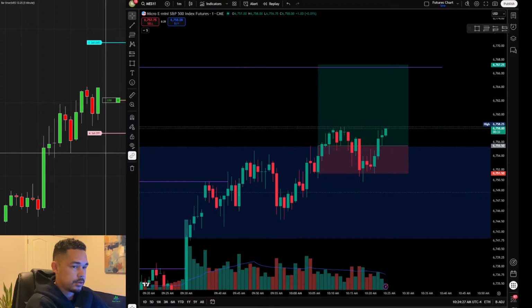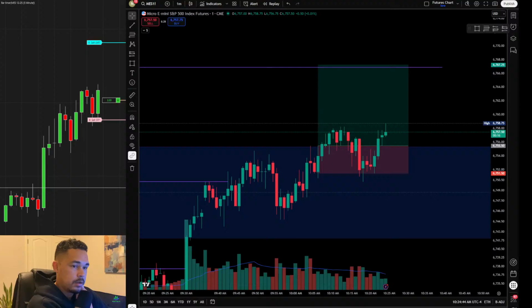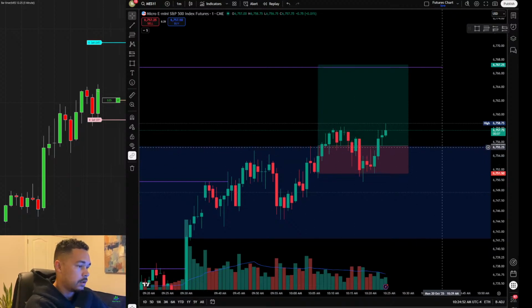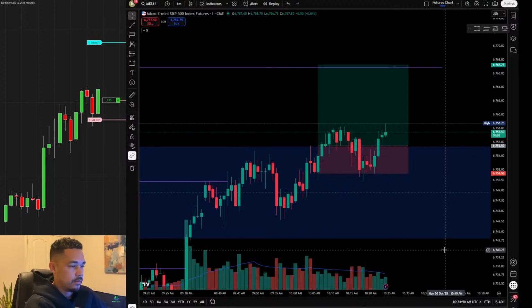Yeah, we got a strong push. Okay, so we did take out that high, so I'm going to put my stop at 67.50. I don't see it coming back down here, and if it does, then basically my trade is invalidated. Let's see what happens. I want to see buy pressure start increasing, or buy volume coming out of this.